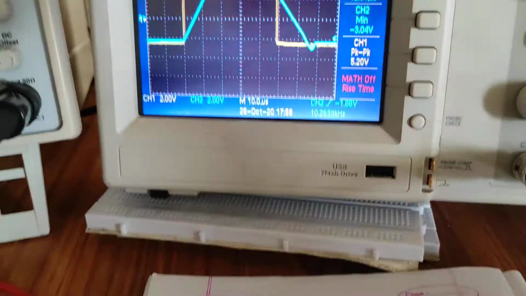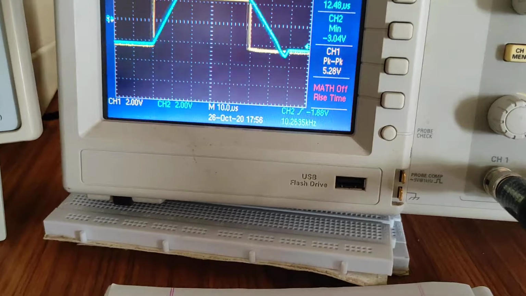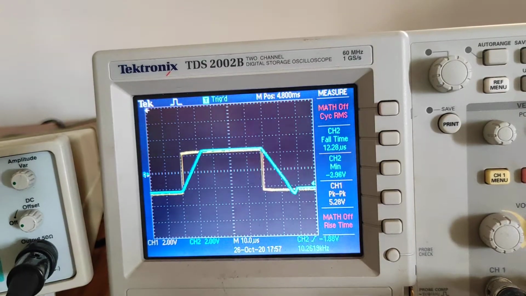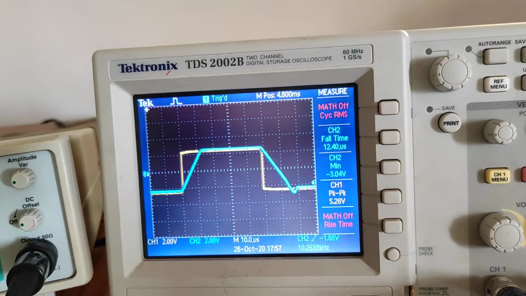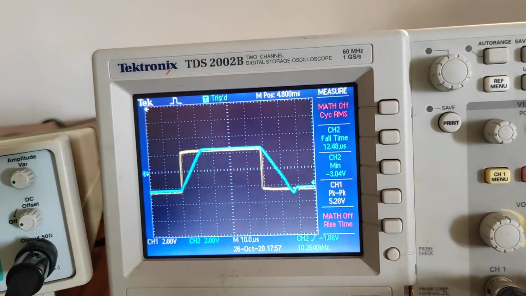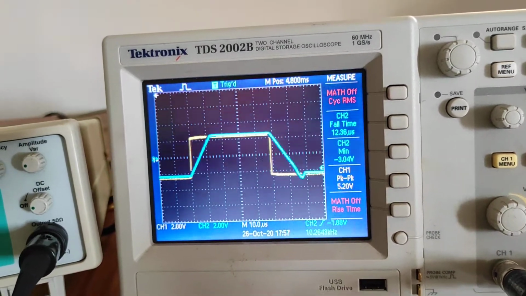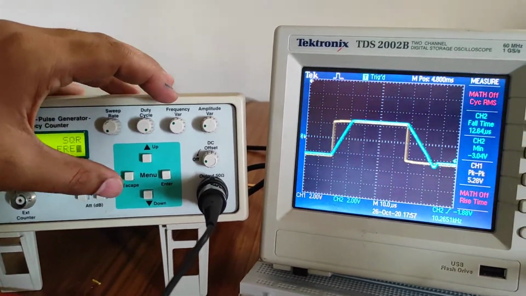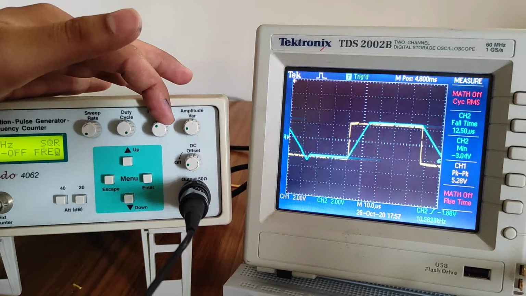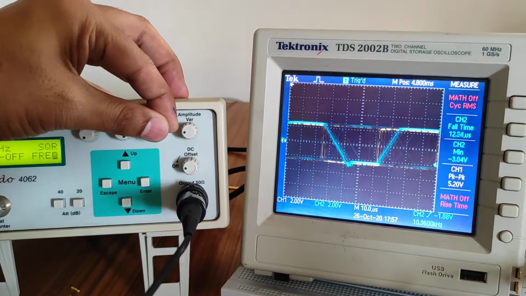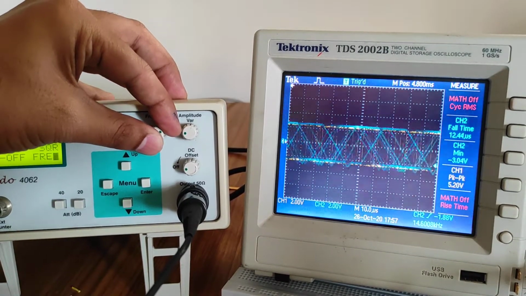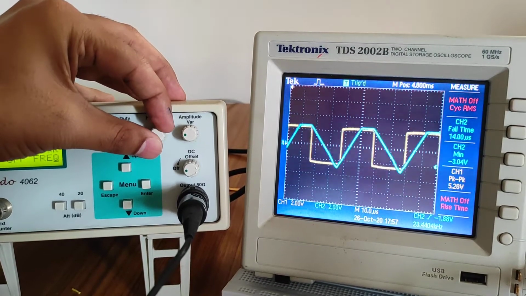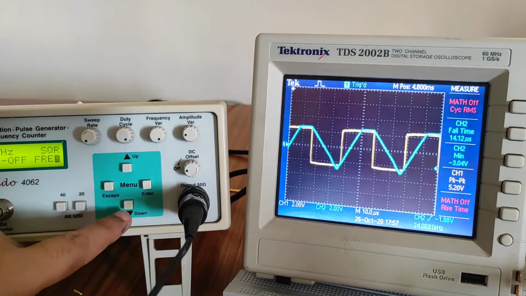Now what are we going to see? We are going to see the effect of slew rate. For that I am going to increase the frequency, and at the same time I will be checking the output. If I increase the frequency, the square wave will be visible as a triangular wave.